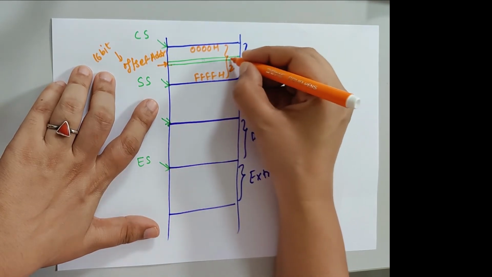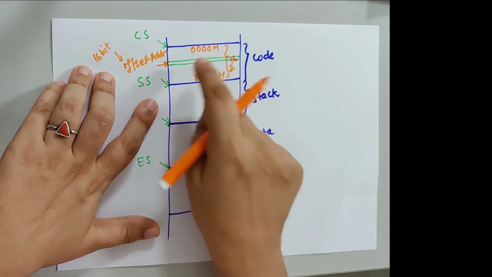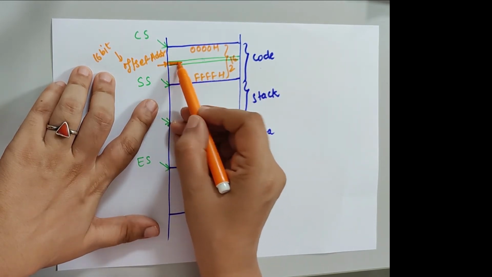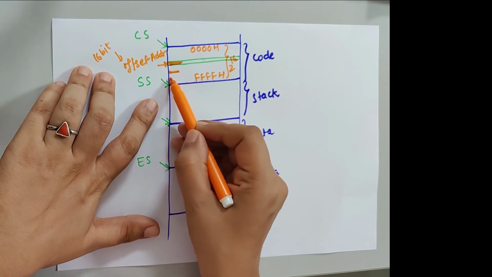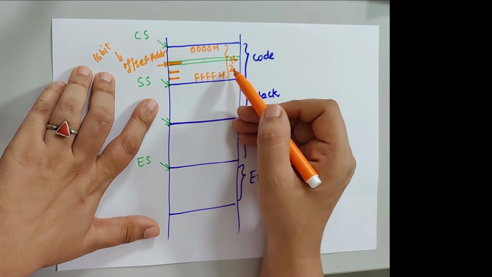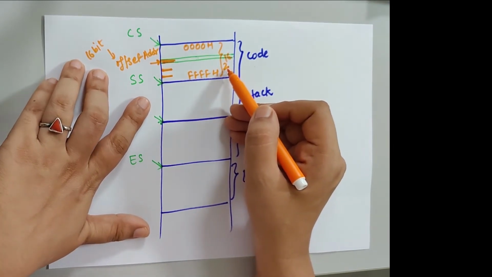So here how many such addresses are possible? These are a total of 2 power 16 addresses, right? So there can be 2 power 16 such locations in the code segment. This is one location, this is another location, this is another location. So we can have 2 power 16 such locations in the code segment, right?